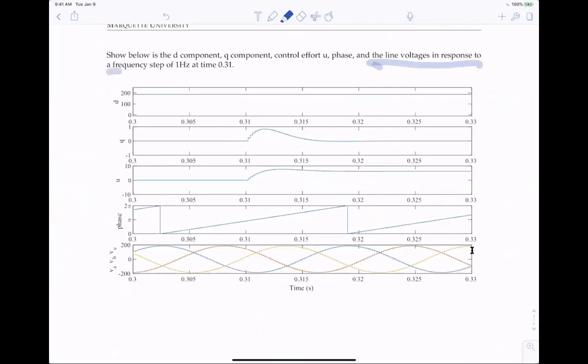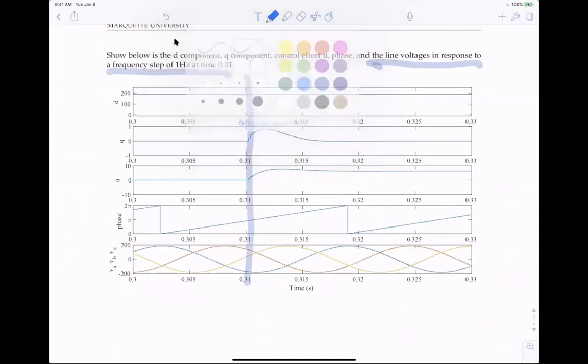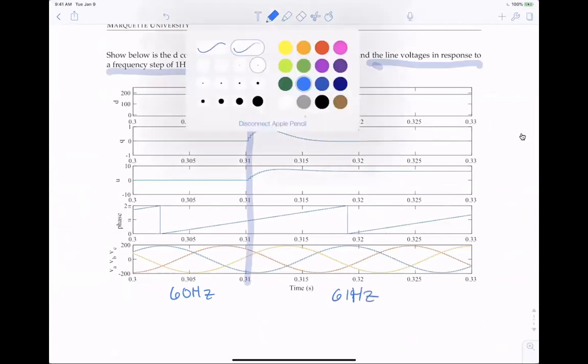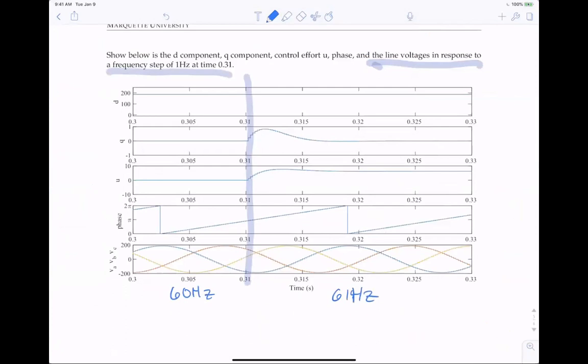If our line voltages have a 1 hertz step at 0.31. What's happening here is our voltages over here are at 60 hertz, and then over here they're at 61 hertz, and it's a hard step. And you can see what happens is you immediately notice it in Q. And since that is essentially our error that gets fed into our controller, this is now going to make our controller actuate to catch up with it because it's now faster, and there's going to be an offset.